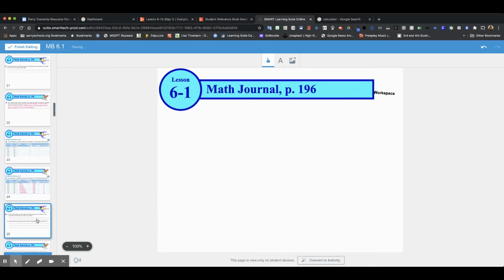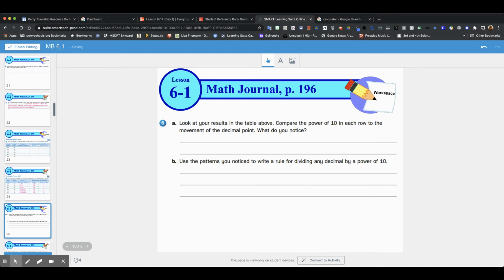So you guessed it. You're going to do some reflecting on that. And hopefully you have picked up on some patterns that you see here that also connect to the multiplying. So look at your results in the table. Compare the power of 10 in each row to the movement of the decimal place. What do you notice? And then use patterns you noticed to write a rule for dividing any decimal by a power of 10. Pause your video and then come back and let's talk about it.